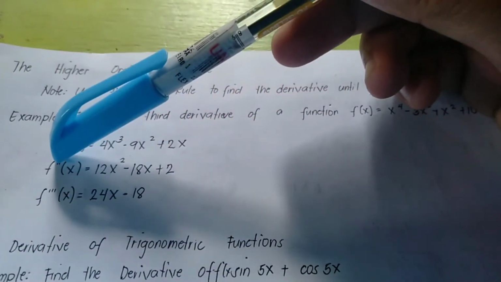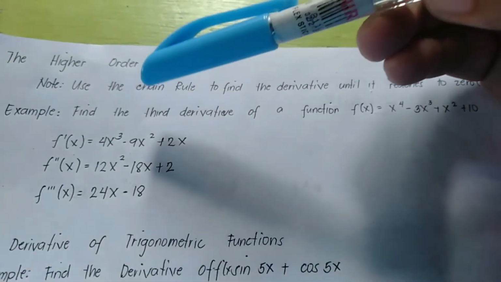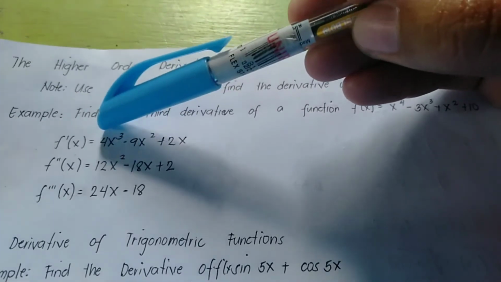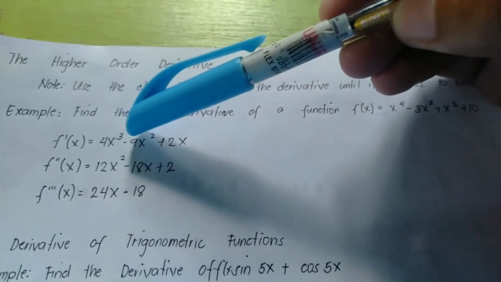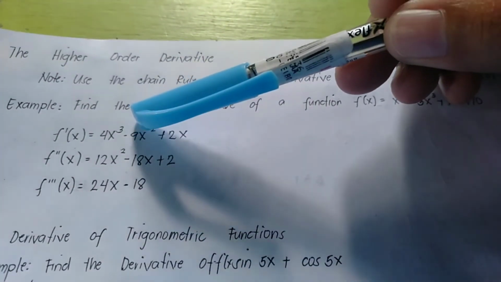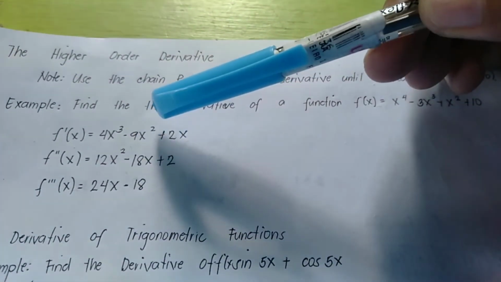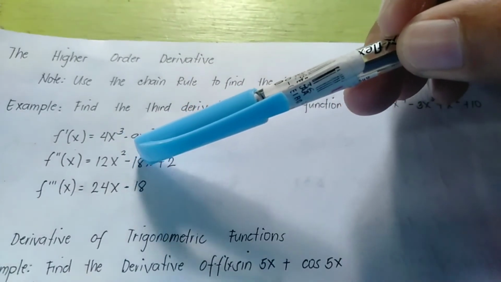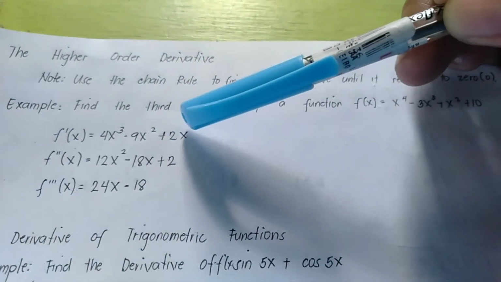Then the second derivative: 3 times 4 is 12x, and 3 minus 1 is 2. Then the derivative of negative 9x squared is 2 times 9, negative 18x. The derivative of 2x is 2.